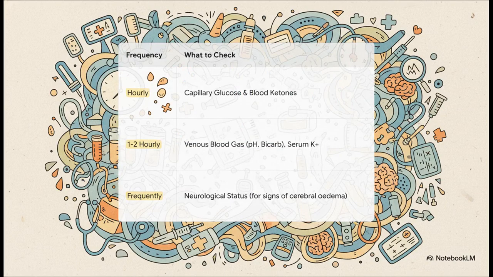This checklist highlights the level of vigilance required. Managing DKA is not set-it-and-forget-it medicine. We are constantly monitoring. As you can see, glucose and ketones are checked hourly, blood gases and electrolytes every 1 to 2 hours, and we are frequently assessing their neurological status for any early subtle sign of that dreaded cerebral edema. This intense monitoring is what keeps the patient safe as they navigate this crisis.